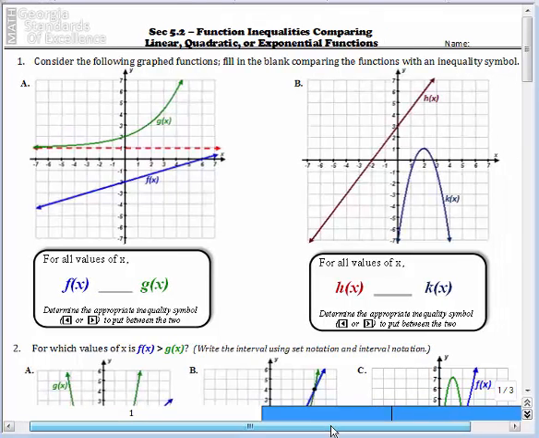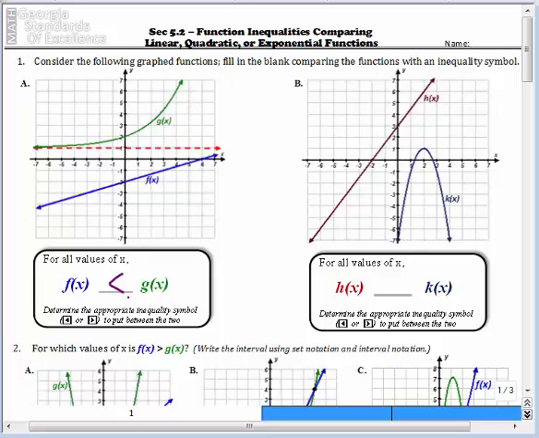With this section, we're going to be looking at function inequalities, essentially which function is bigger than the other function over different ranges. Consider the following graphed functions. Fill in the blank comparing the functions with an inequality symbol. They want us to compare f of x to g of x. There's f of x and g of x, and g of x is always above f of x, so that means g of x should always be greater. So on this one, all they want us to do is simply write that g is greater.